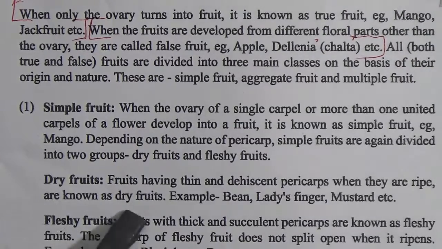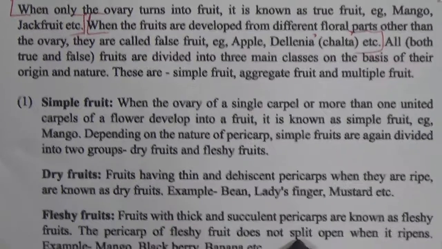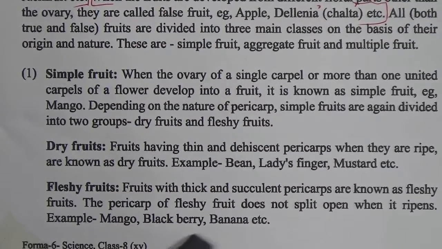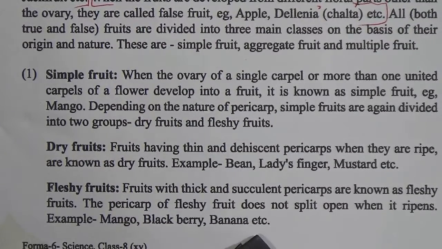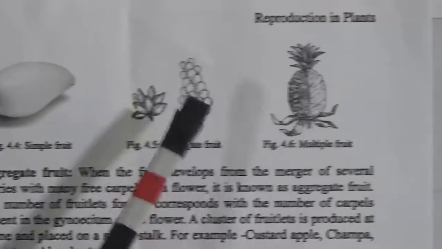Now fleshy fruits: fruits with a thick and succulent pericarp are known as fleshy fruits. The pericarp of a fleshy fruit does not split open when it ripens. Examples: mango, blackberry, banana. These are all juicy fruits and are known as fleshy fruits. Now this is the picture of simple fruits, and this is the picture of aggregate fruits.